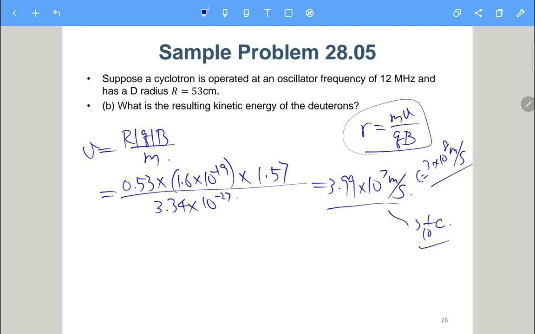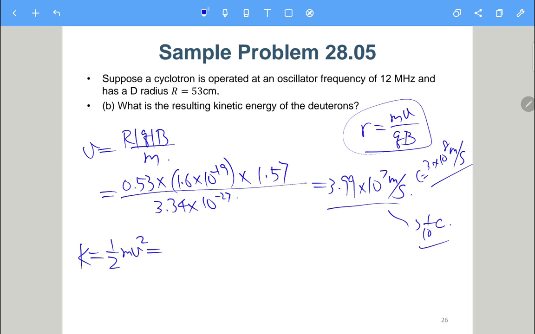Usually, remembering 3 times 10 to the 8th meters per second is enough. But when you learn relativity, you know the number will be 2.998 times 10 to the 8th meters per second. Okay, so this is the velocity, and the kinetic energy will be half of mv squared. Actually, we will probably need to consider the relativistic effect, but of course now you don't know it. We will cover that part in chapter 37 this semester.